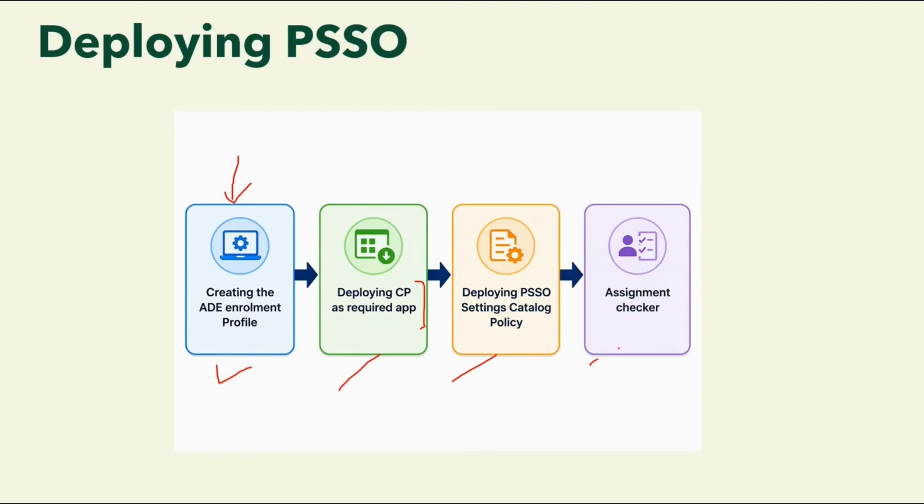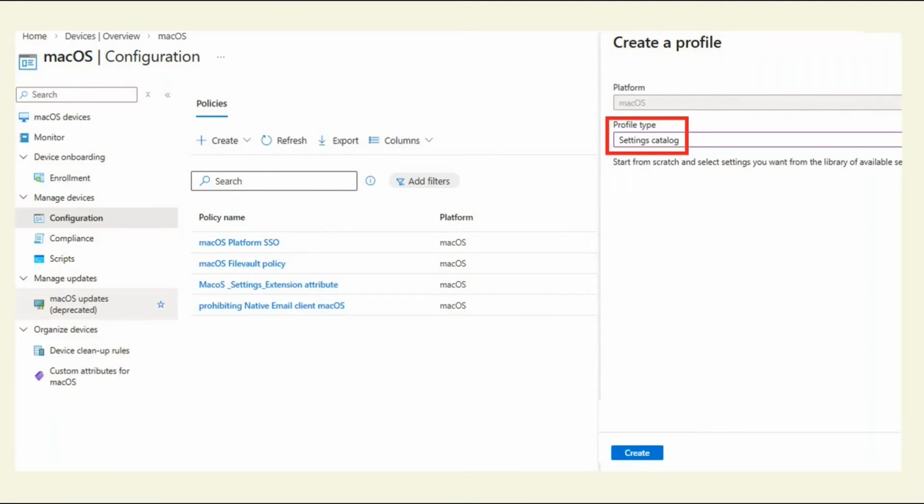In the assignment checker, we will talk about how exactly the assignment should be done. But at a very high, 1,000-foot overview, these are the 4 different blocks that the admin has to configure. For taking care of enrollment, the ADE profile needs to be created. If the end user is doing manual enrollment by downloading the Company Portal application from the website, that is also fine. However, if the admin is doing it, then the admin has to facilitate the enrollment, push the Company Portal application as required, and obviously the PSSO policy, and take care of the assignment as well.